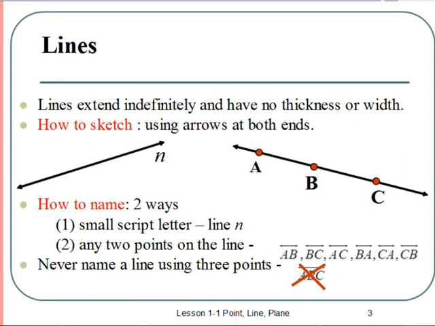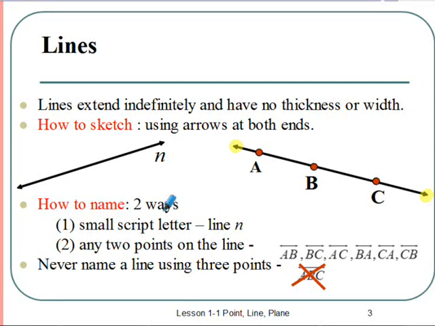Let's take a look here at lines. Lines extend indefinitely and have no thickness or width. Indefinitely means forever, right? So forever in both directions, that's what the nice little arrows here at both ends mean. You have to sketch them with the arrows at both ends. If you don't, it's not a line. It's either a segment or a ray, which we'll get to in a little bit.